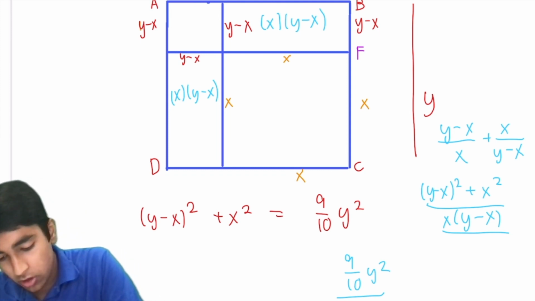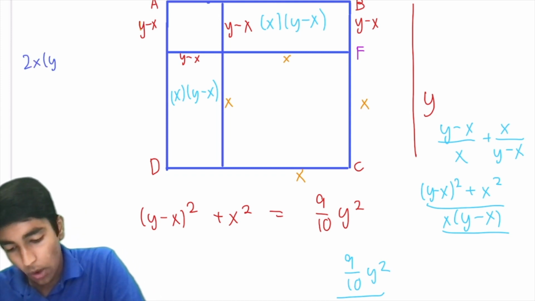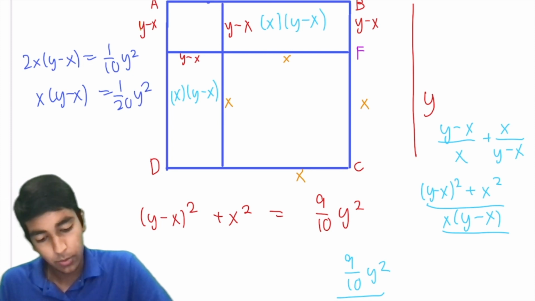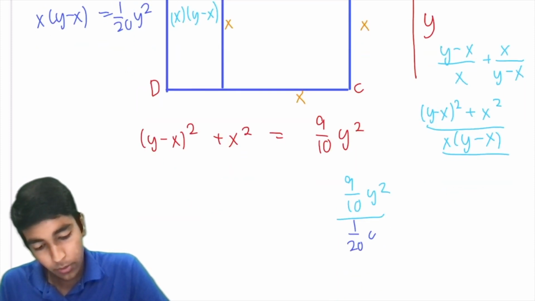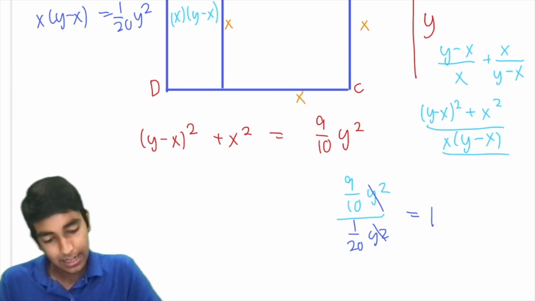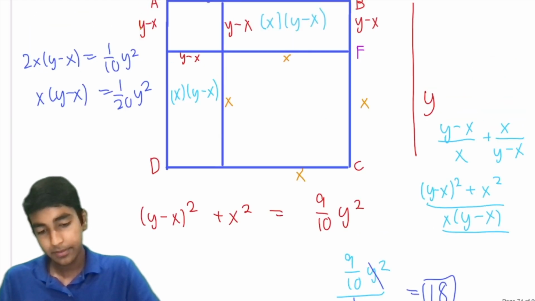So we have that 2 times x times y minus x is 1/10 y squared. So x times y minus x is 1 over 20 y squared. So we divide this here. The y squares will cancel. We're left with 18 over 20 divided by 1 over 20, which is 18, the answer.